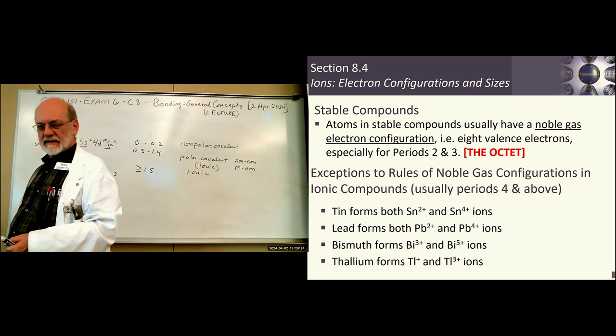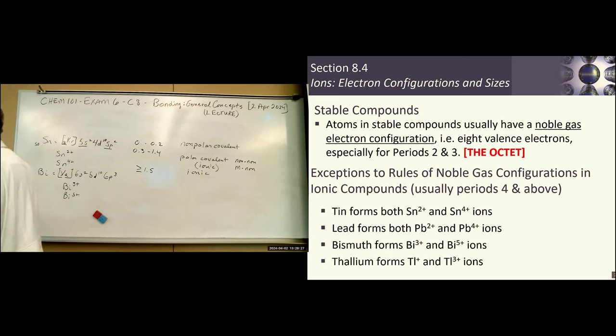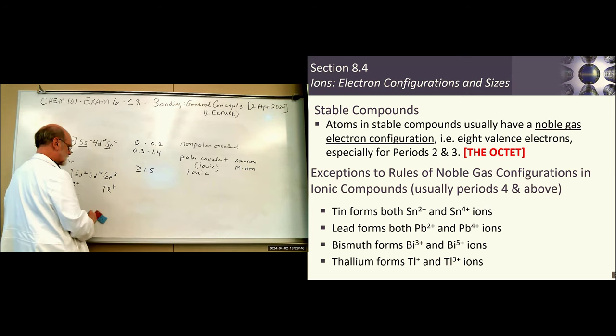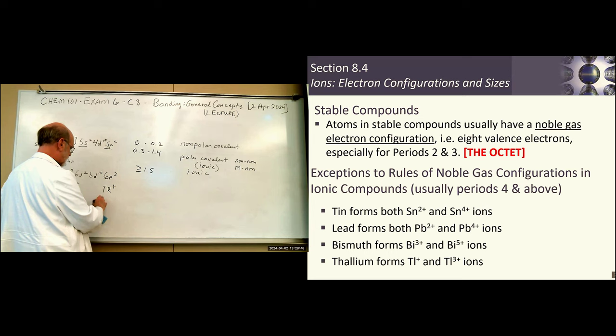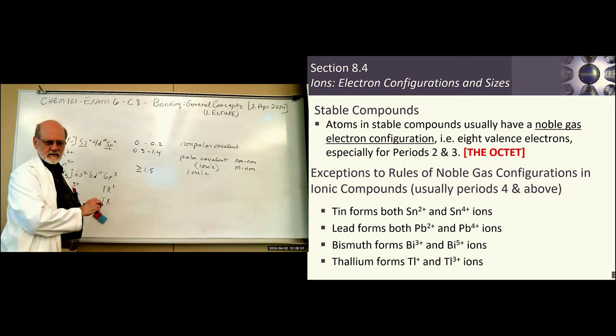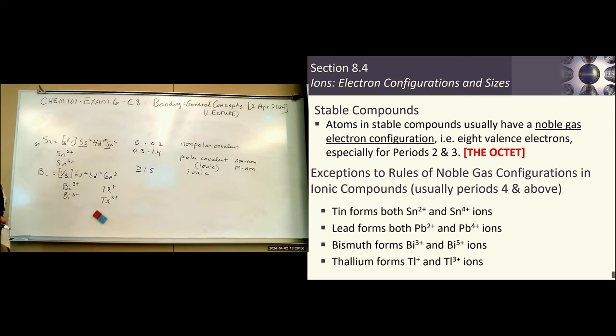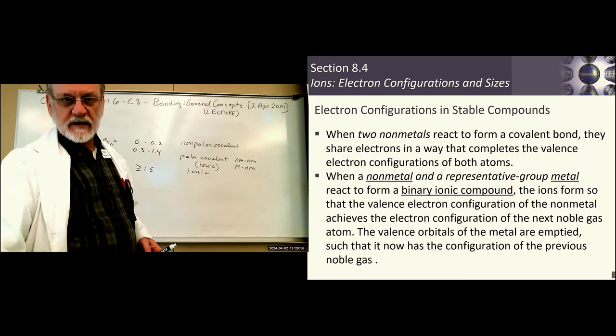And thallium is similar, right? Except thallium only has 6s2 and 6p1. So it can lose the p electron and make a thallium 1+, or it can lose 2 more and make a thallium 3+. There we go. All right. That's enough of that.